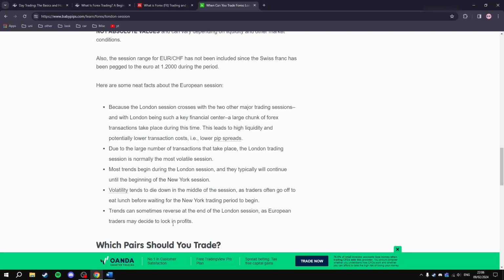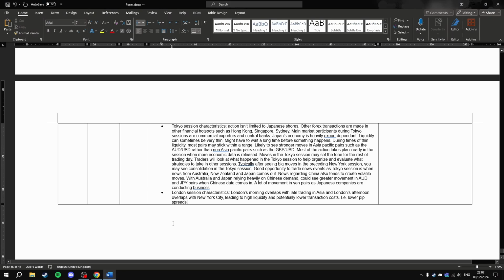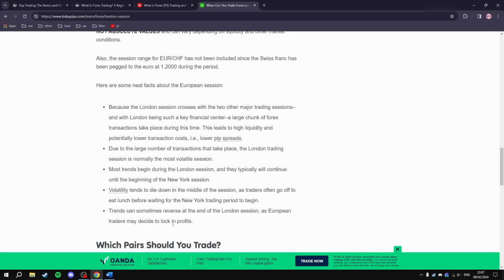Due to the large number of transactions that take place, the London trading session is normally the most volatile session.